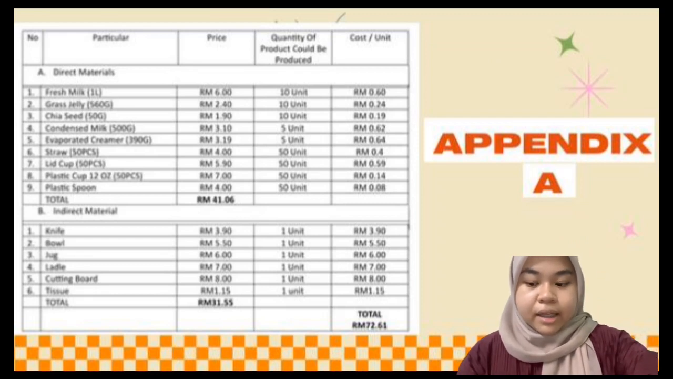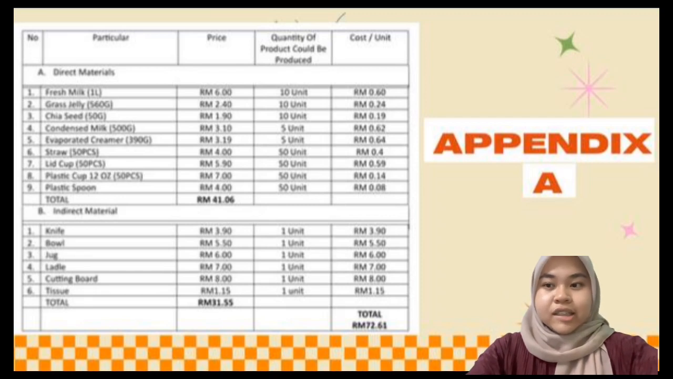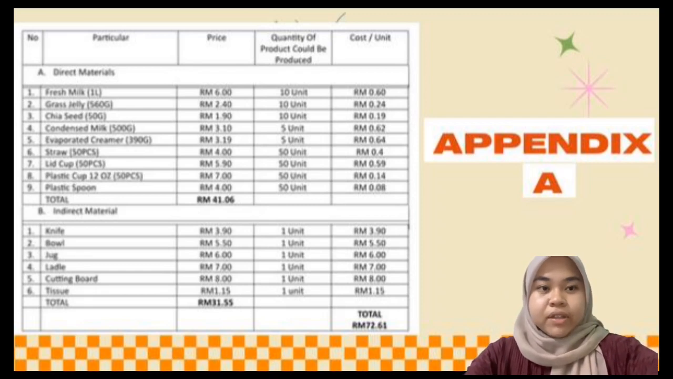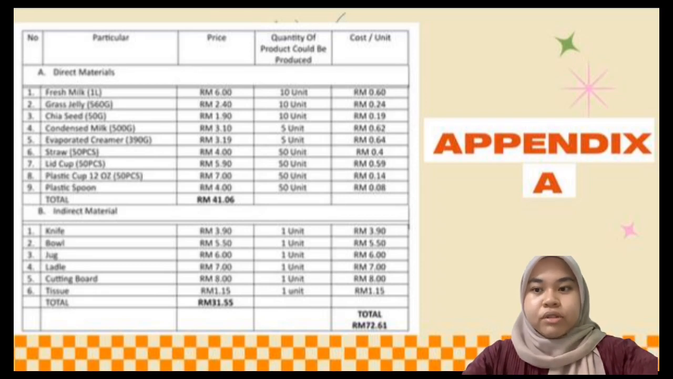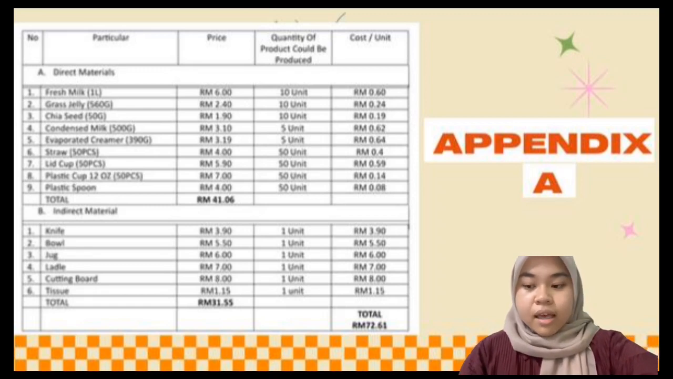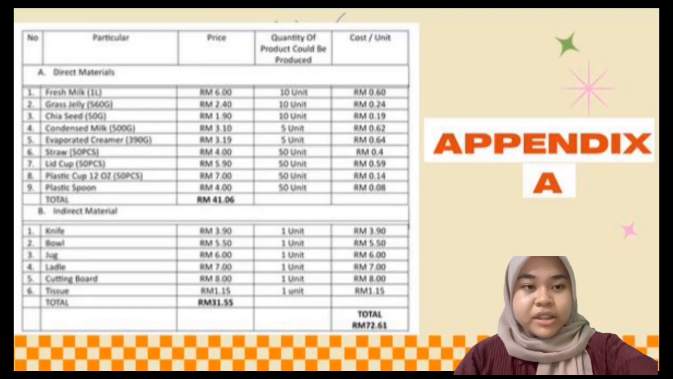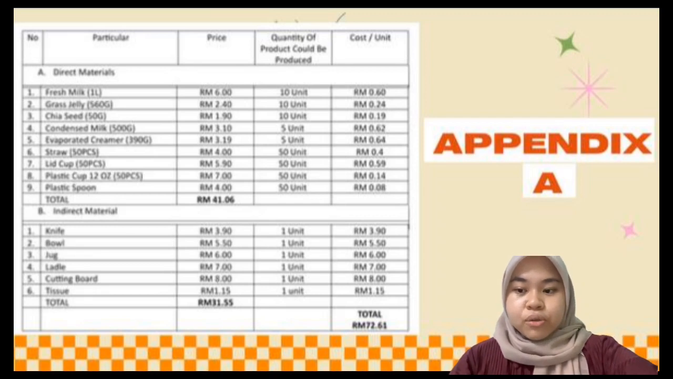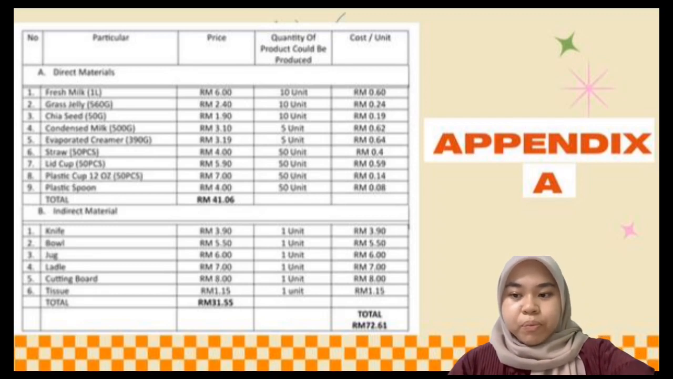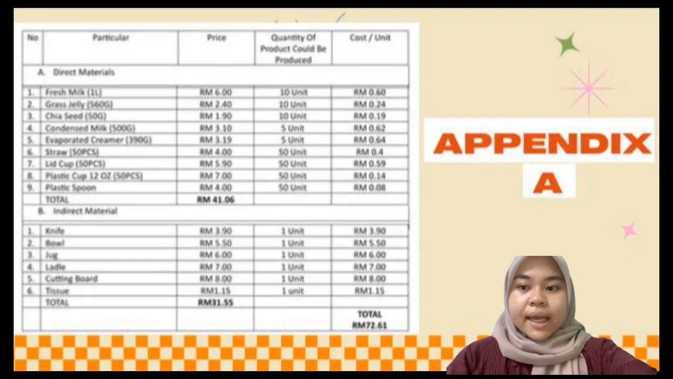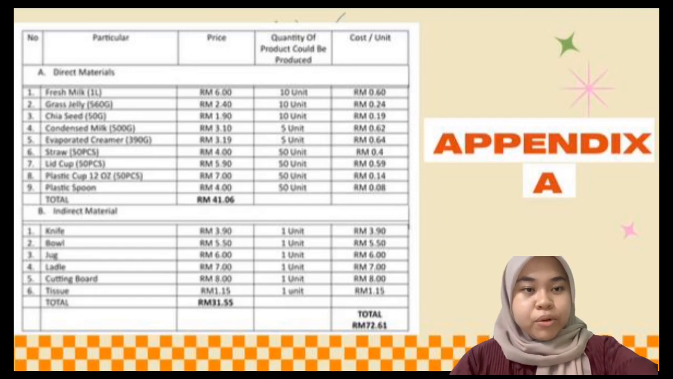Firstly, I will explain the direct material that we buy at the grocery store. First is fresh milk, 1 liter. The price of the fresh milk is RM6, and the quantity of product that could be produced is 10 units, and the cost per unit is RM0.60. Second is gracelli, 560 gram. The price is RM2.40, the quantity of product that could be produced is 10 units, and the cost per unit is RM0.24.